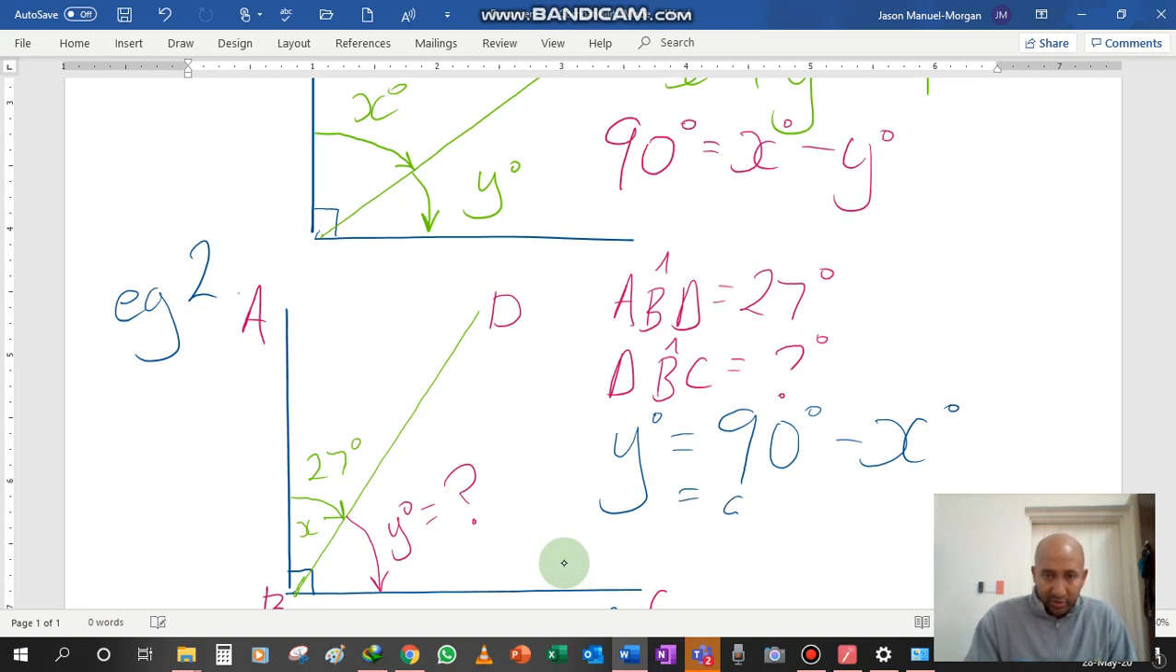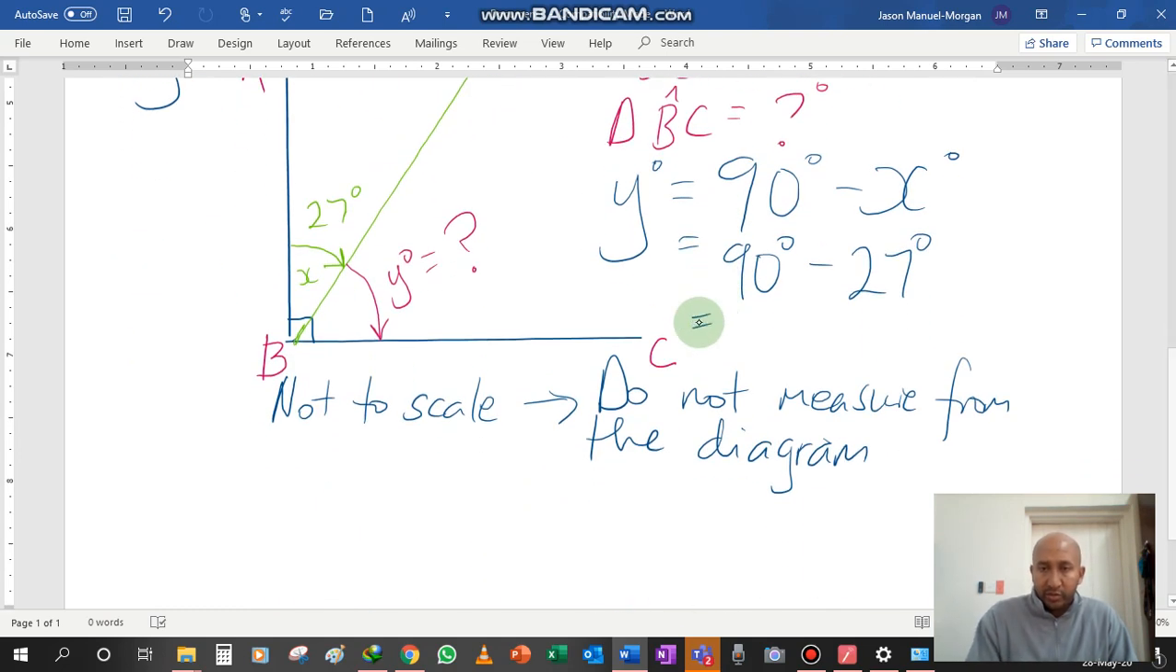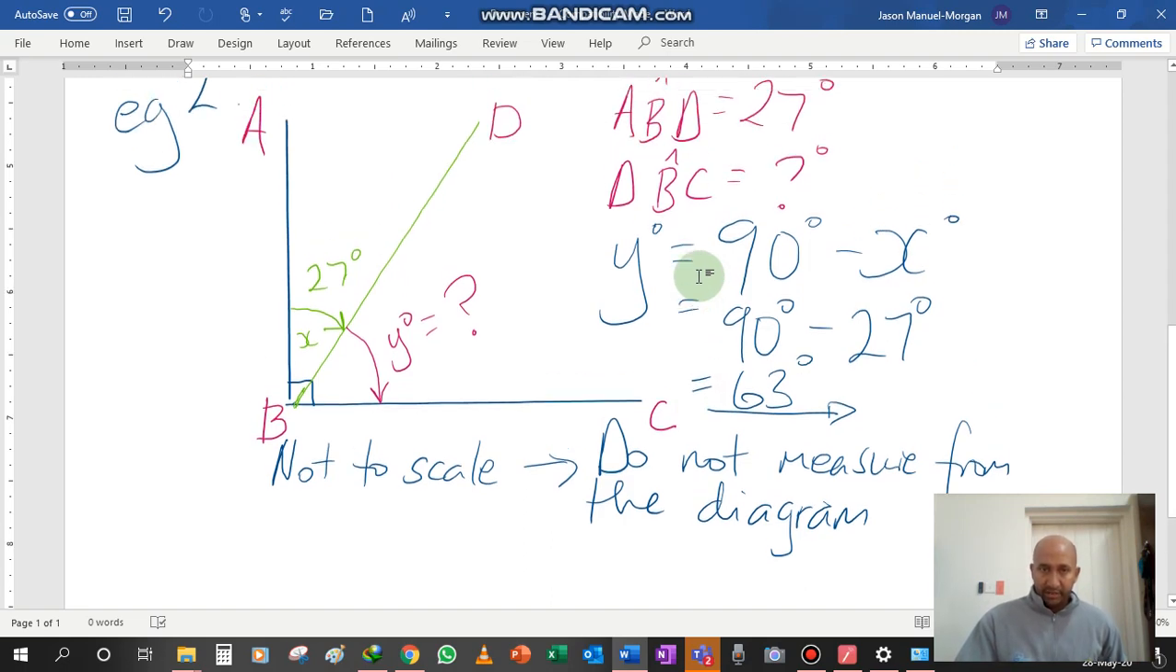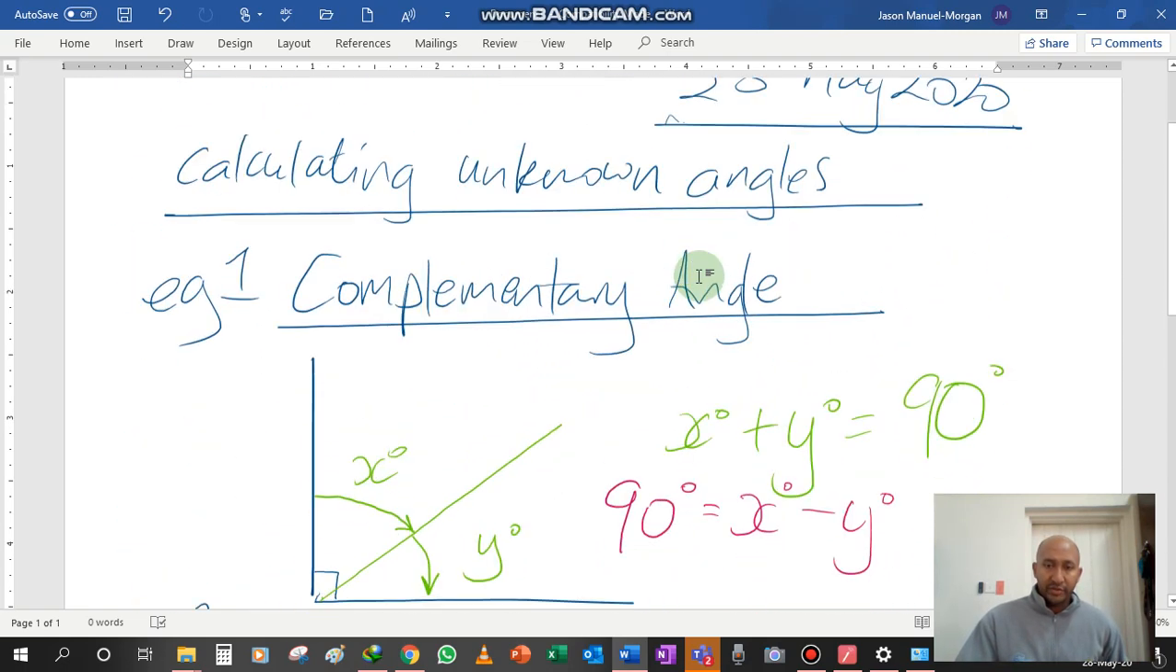Let's substitute into our formula. We always substitute into our formula. y equals 90 minus 27 degrees, and y is going to equal 63 degrees. Okay, so this is a very scruffy demonstration of exactly how this lesson will work. The second example, so this is a complementary angle, okay?